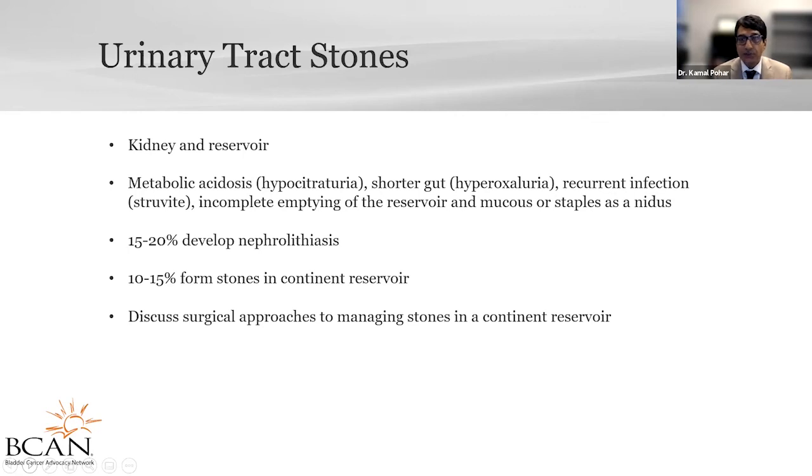Also, you can get stones within your urinary diversion, and it's much more common with a neobladder or an Indiana pouch than it is with an ileal conduit. With an ileal conduit, it's very uncommon, but much more so, up to 10 to 15% in a neobladder or an Indiana pouch, you might get a stone. Why is that? It's because of some of these factors I'm talking about, the acidosis, pieces of bowel have been used, so that changes the constituents of your urine. Urinary infections can put you at higher risk of getting kidney stones.